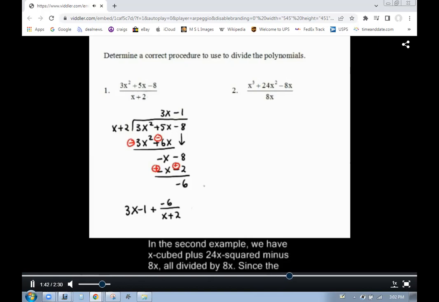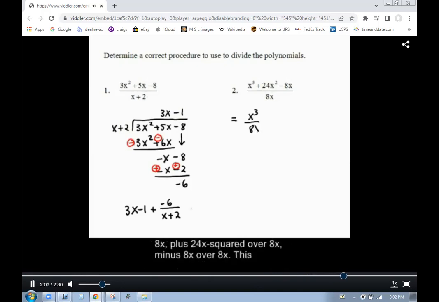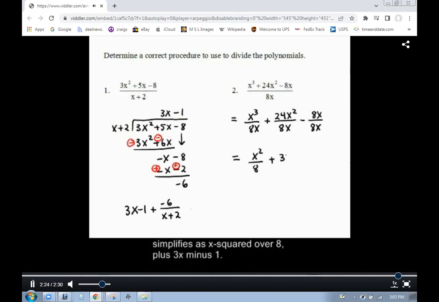In the second example, we have x cubed plus 24x squared minus 8x, all divided by 8x. Since the divisor has only one term, I'll divide 8x into each term in the numerator. We have x cubed over 8x plus 24x squared over 8x minus 8x over 8x. This simplifies as x squared over 8 plus 3x minus 1.